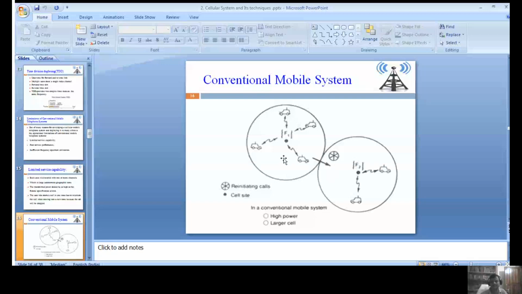The second one is unavailable channels. Previously, the number of channels available in the mobile system is 33 channels only. 33 channels means how many customers can be allocated? Only 33.